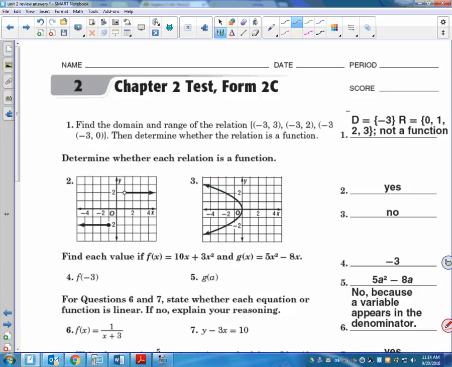On your test, I'm going to give you some pictures similar to this, not the exact same one. And the directions are going to say, determine whether each relation is a function. If yes, state whether it's one-to-one, onto, both, or neither. How do you tell if a function is onto? I'm not onto. One-to-one.